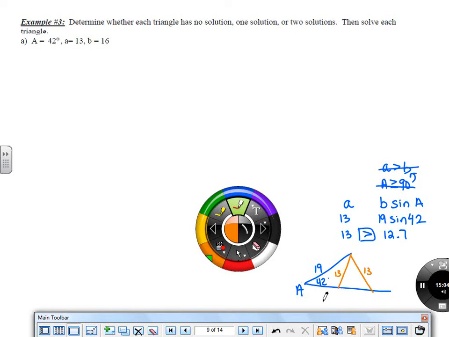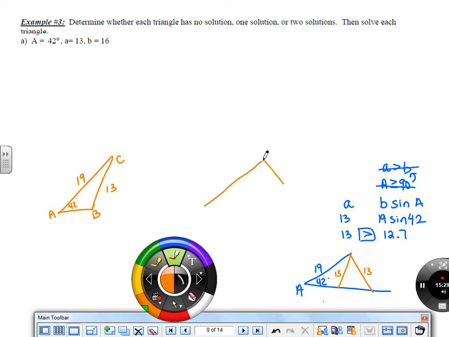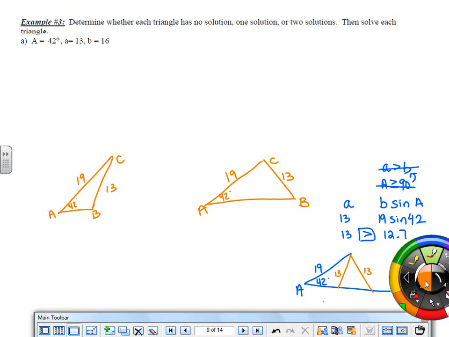Okay. So what I'm going to do is look at both of those triangles. So I'm going to draw them over here. And so angle A is 42 degrees, side A is 13, side B is 19. That makes the other one I'll call C. But then there's also this other situation where A is 42 degrees, side A is 13, side B is 19. That makes that angle B, and side C. So I actually have to solve two different triangles. So I have a large answer here that I'm going to be looking at.